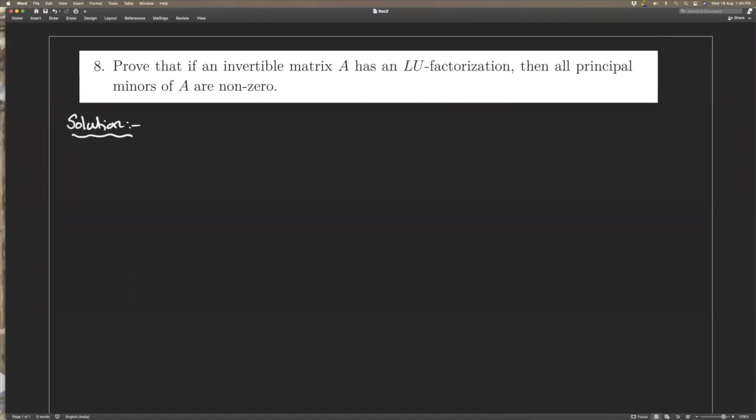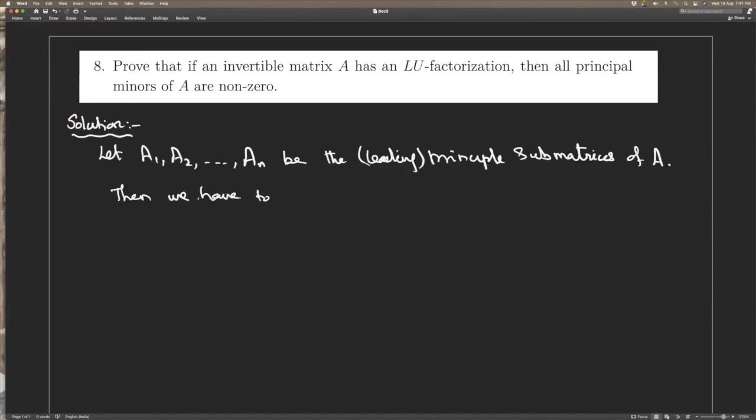Let us take A1, A2 up to An as the principal submatrices of A. Then we have to show that determinant of Ak is not equal to 0 for each k, right? You should note that this result is not true for any invertible matrices. It is true only for those invertible matrices for which LU factorization is possible. You should try to see some examples where the matrix is invertible, but still some of its principal minors are 0. You can easily get such examples.